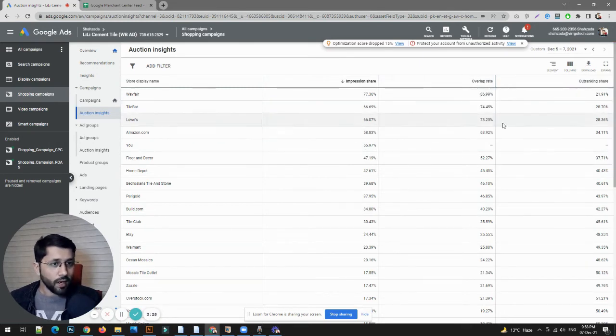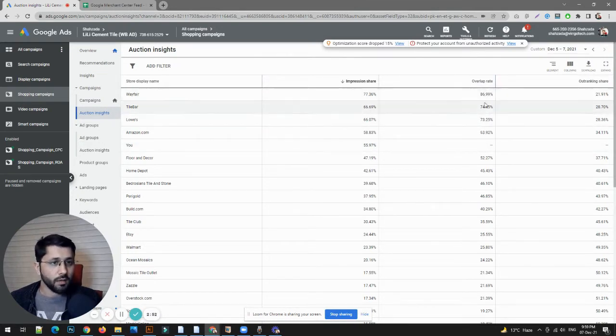Then we have overlap rate. That's basically the information about our ad as well as our competitors' ad. So for example, if both your and your competitors' ads are showing at the same time, it's called the overlap rate, right? So the impressions are happening simultaneously. Your ad is showing on Google as well as your competitors'. So that's why there's an overlap rate.